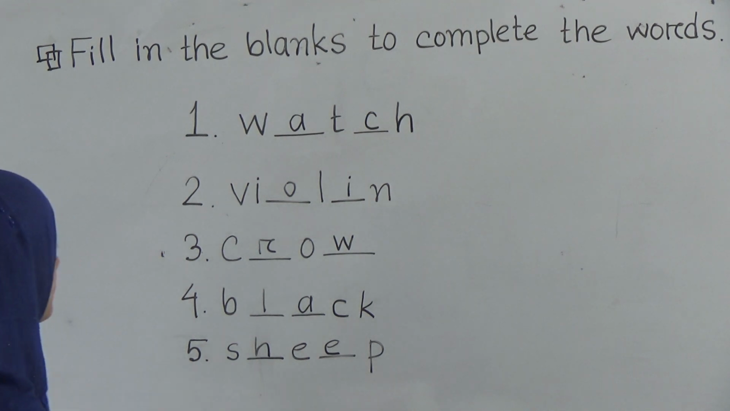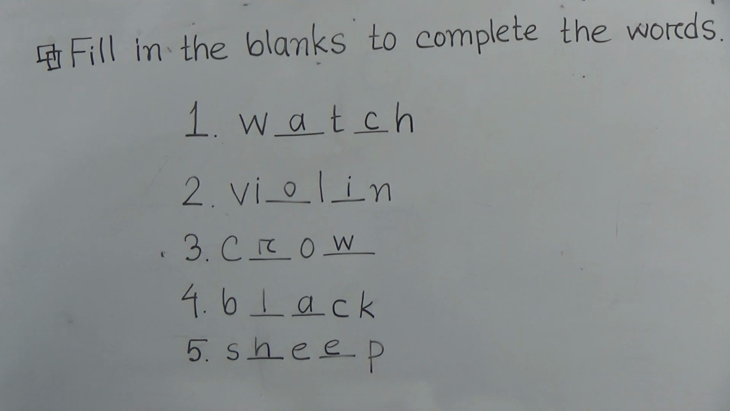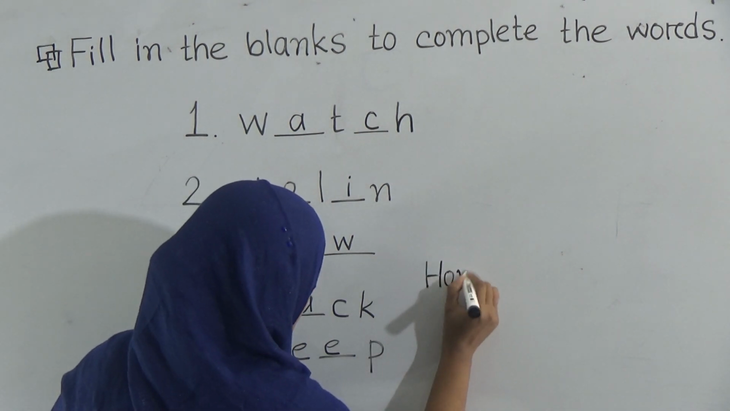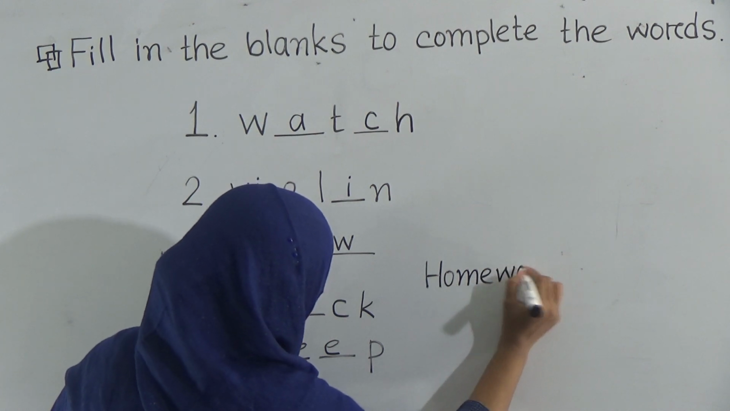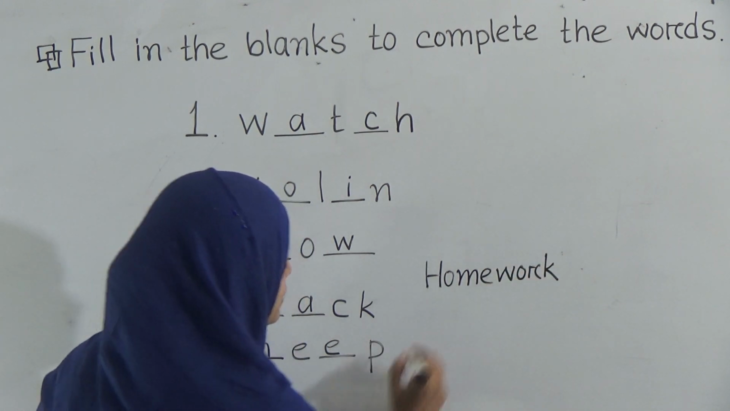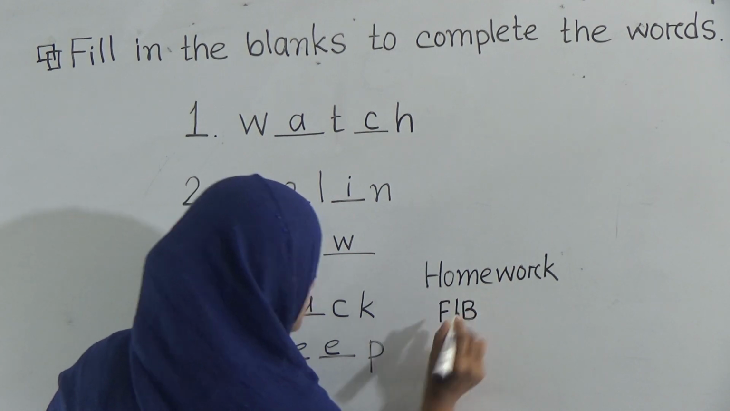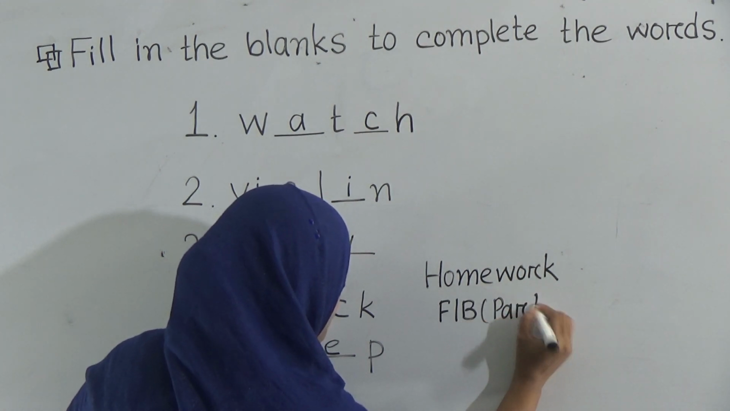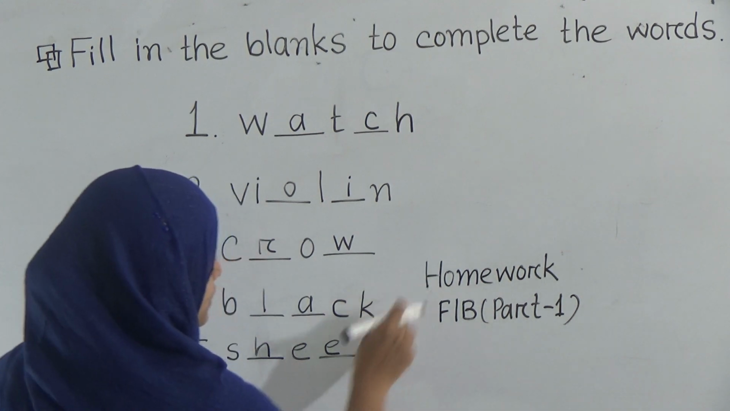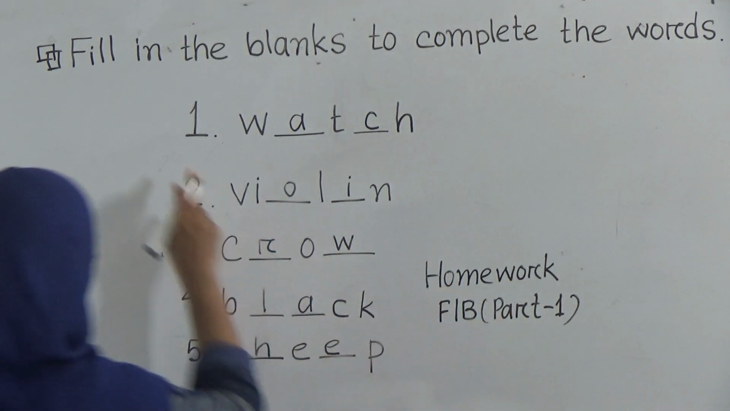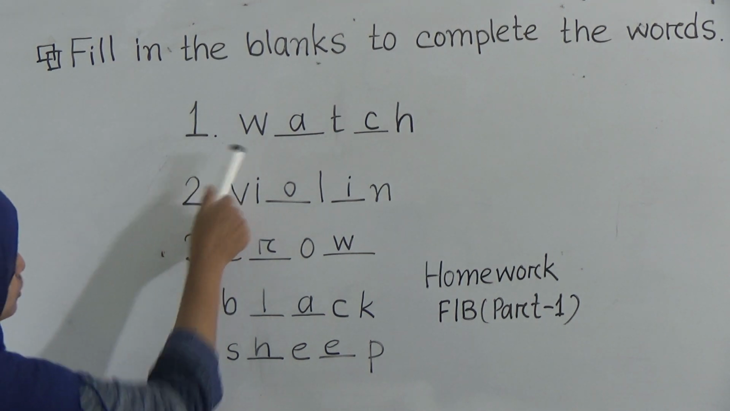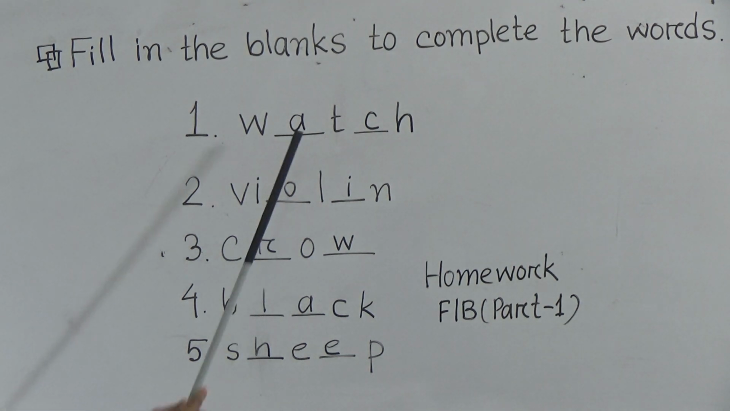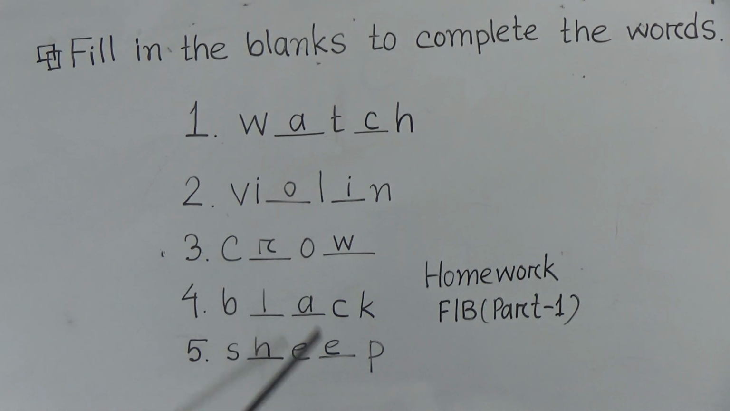Students, this is the 5 for part 1 and I am giving you the homework. Your homework will be fill in the blanks, that means FB part 1, this one, 1 to 5. Watch, violin, crow, black, sheep. Again say with me, watch, violin, crow, black, sheep.